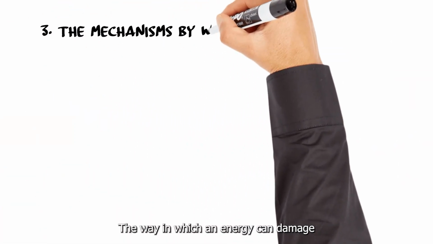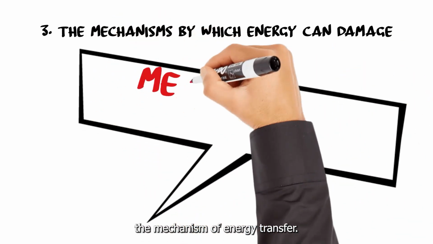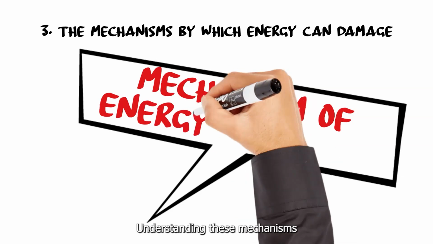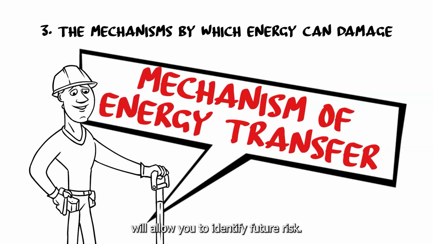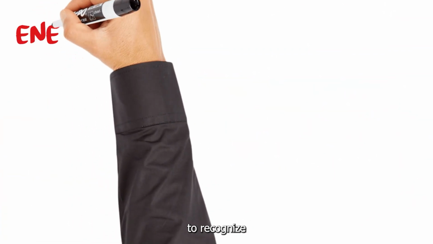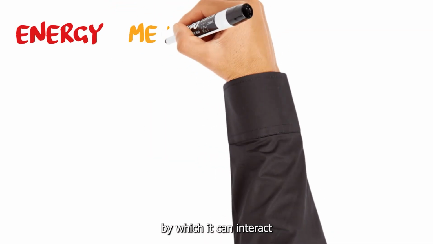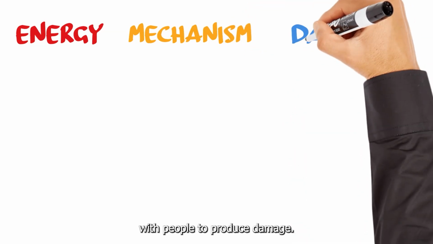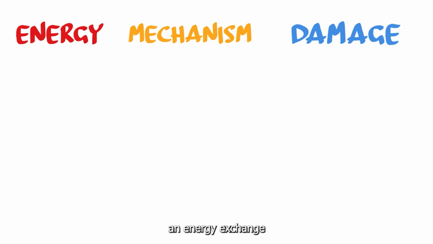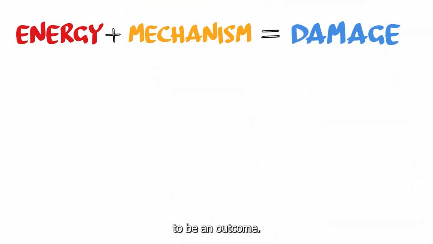The way in which an energy can damage people is called the mechanism of energy transfer. Understanding these mechanisms will allow you to identify future risk. It's important to recognise that an energy source has a number of different mechanisms by which it can interact with people to produce damage. There needs to be an energy exchange and its associated mechanism for damage to be an outcome.